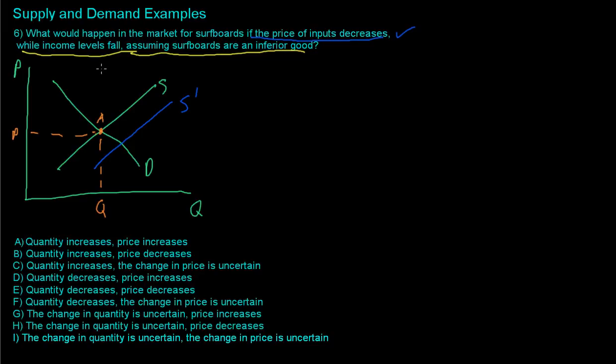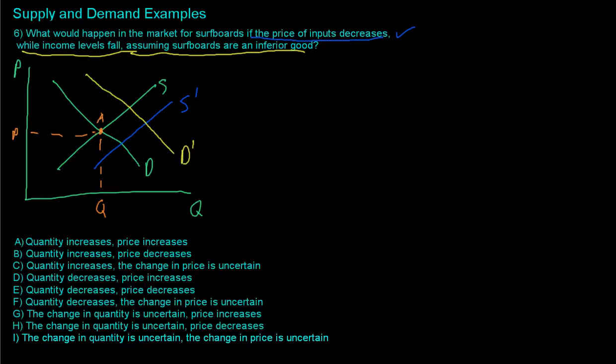So while income levels fall, assuming surfboards are an inferior good. So remember, the definition of an inferior good is that if income goes down, demand for inferior goods goes up. And in reality, surfboards probably aren't an inferior good, but I just wanted to do a video with an inferior good so that you could understand how they work. So income levels fall means that people demand more surfboards because surfboards are an inferior good in this question. So that is going to lead to an increase in demand. So demand will go from the green demand labeled D to this yellow demand labeled D prime.